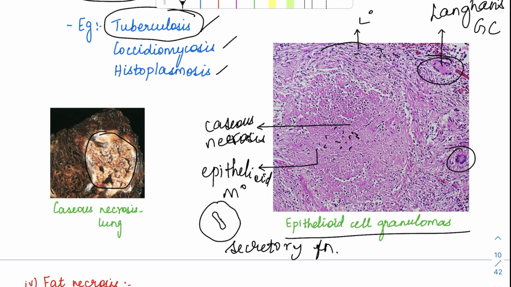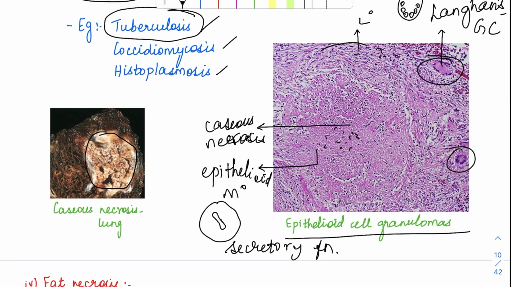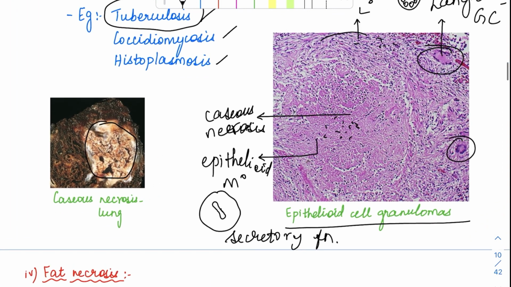Remember, it is not Langerhans cell. Langerhans cells are different cells. Langerhans cells are dendritic cells which we see in skin. These are Langerhans giant cells seen in tuberculosis. They have a peripheral horseshoe shaped arrangement of the nuclei. Okay, so now we have seen caseous necrosis.